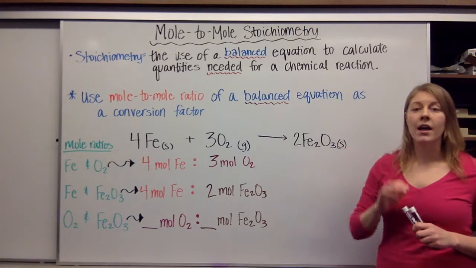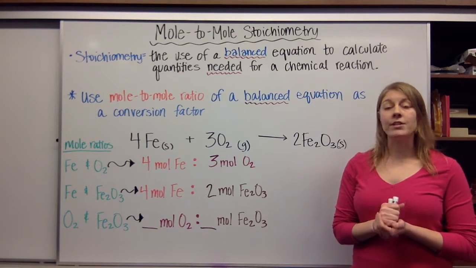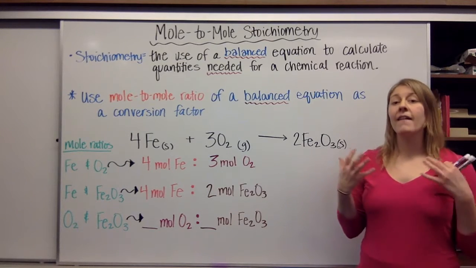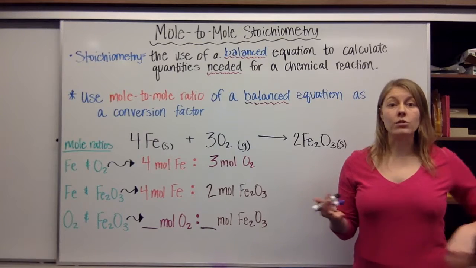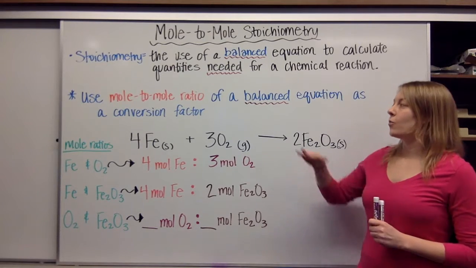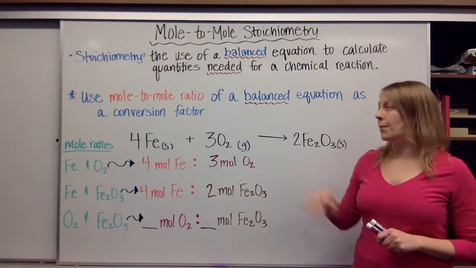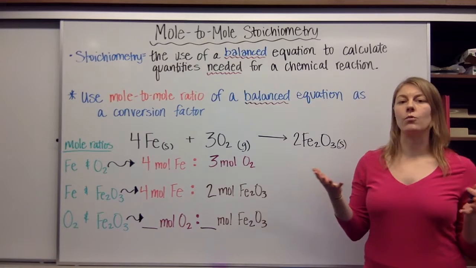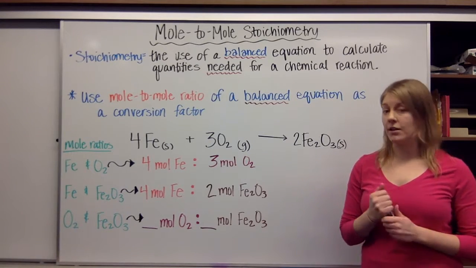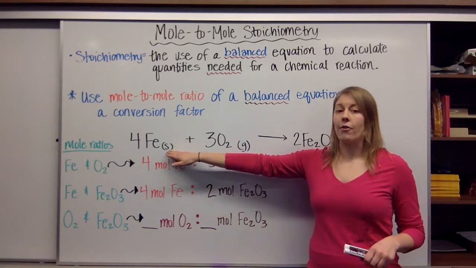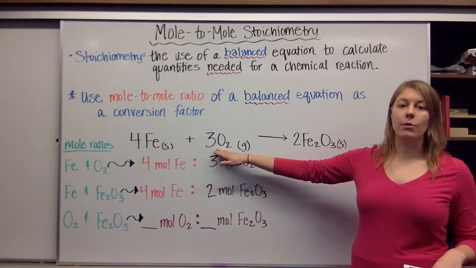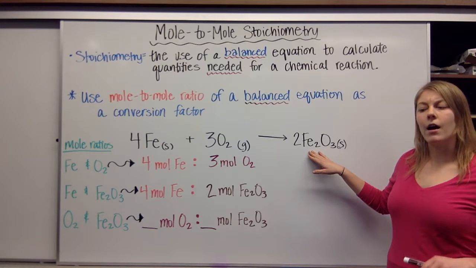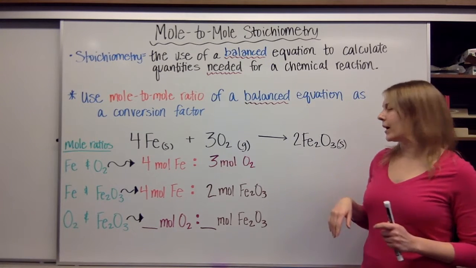Now remember, when we were doing dimensional analysis and trying to find the specific number of atoms or ions in a chemical reaction, we were using mole-to-mole ratios there, okay? We're going to be doing the same thing. Mole-to-mole ratios from a balanced equation, and those are going to function as our conversion factors. Now, what do I mean when I'm saying mole-to-mole ratios from an equation? Well, here's an equation. I have 4 moles of iron plus 3 moles of oxygen gas yields 2 moles of iron(III) oxide. All right?